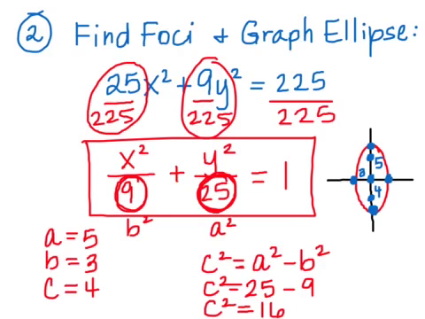Other features that they sometimes will ask for are the length of the major axis and the length of the minor axis. And again, you can almost just count, based on the information you have. The length of the major axis was a 5 plus another 5, or 2 times 5, which is 10. And the length of the minor axis is 2 times the distance 3, so that would be a 6.